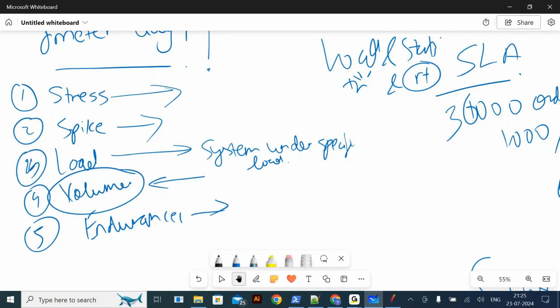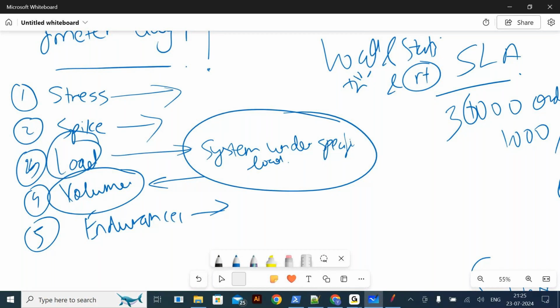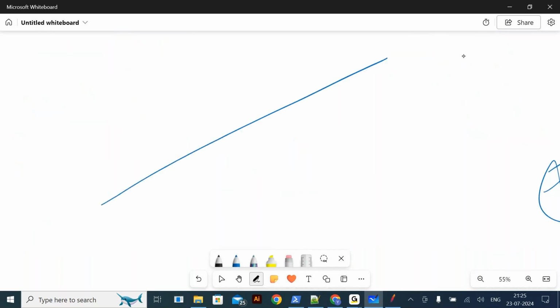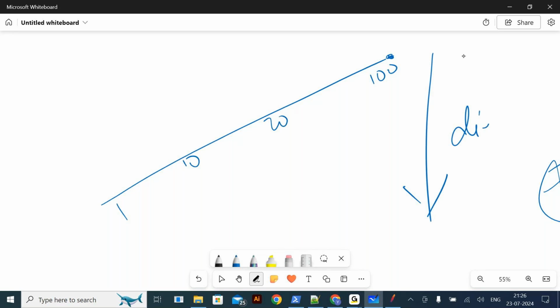Anyways, coming to load test. When you apply a specific load like 500 users or 300 users or 400 users and you test whether for 400 users this much response time is coming or not, that type of test is called load test. Now what is a stress test? In a stress test you keep increasing the load. You keep increasing the users, 1 user, 10 users, 20 users, 100 users, and you see at what point my application dies. In simple words, I'm saying.